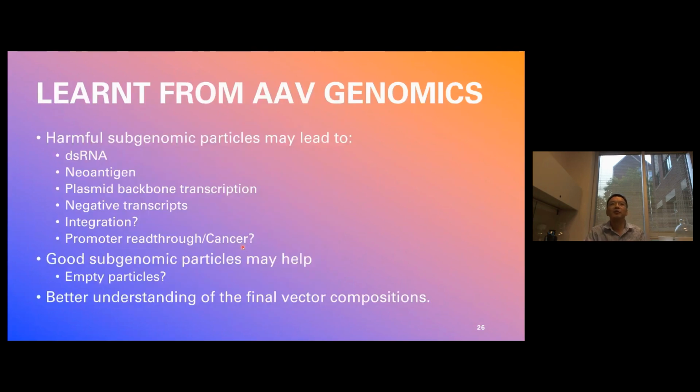Finally, I'm going to summarize what we learned about AAV genomics. We think that the subgenomic particles in our vector preparation can lead to multiple negative effects on transgene expression, because they may form double-strand RNA, and may lead to neoantigen formation. They will probably lead to all sorts of negative transcripts, and could lead to promoter read-through and potentially cause cancer. And then we can utilize what we learned about subgenomic particles, especially snapback genomes, to design a better self-complementary vector for gene therapy.